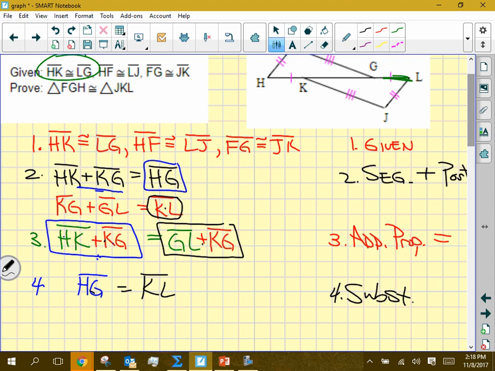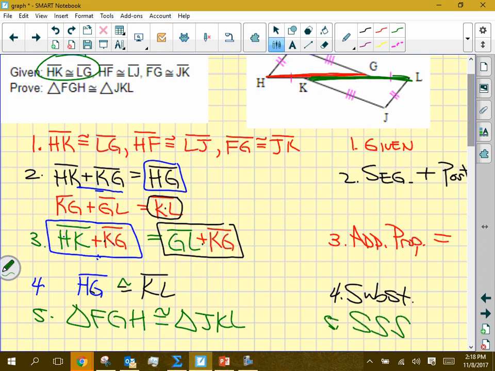Now I go to my picture, HG, what was HG? Well, HG now is that entire red segment. And we are shown that it is congruent to KL, but KL now is that entire green segment, right? So now have we shown that the third segments of those triangles are in fact congruent to one another? Okay? So if these segments are congruent to one another, I'm going to say in step 5 that triangle FGH is congruent to triangle JKL by side, side, side. We've got 3 sides in the top triangle, we've got 3 sides in the bottom triangle.